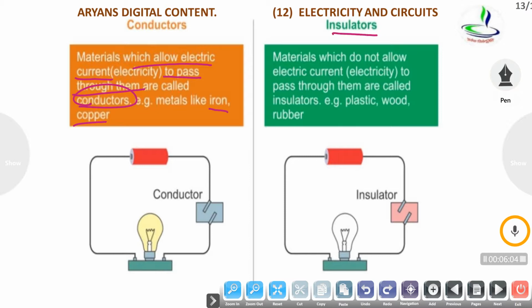What are insulators? Materials which do not allow electric current to pass through them are called insulators. For example, plastic, wood, rubber, etc.